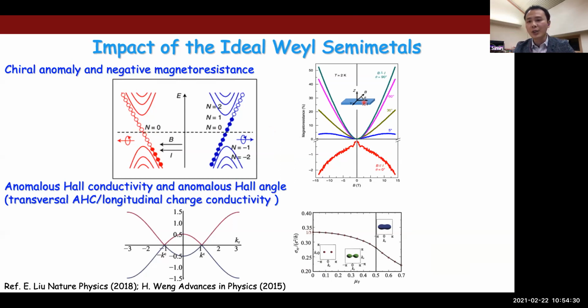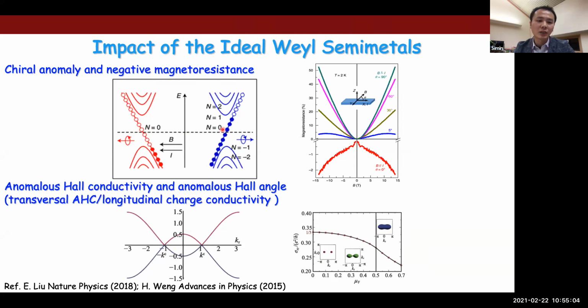If we increase the angle between the magnetic field and electric field, the magnetoresistance will become positive. When the Fermi level is close to the Weyl nodes, the negative magnetoresistance will become more significant. So for the ideal Weyl metal, it is desirable to observe the large negative magnetoresistance.